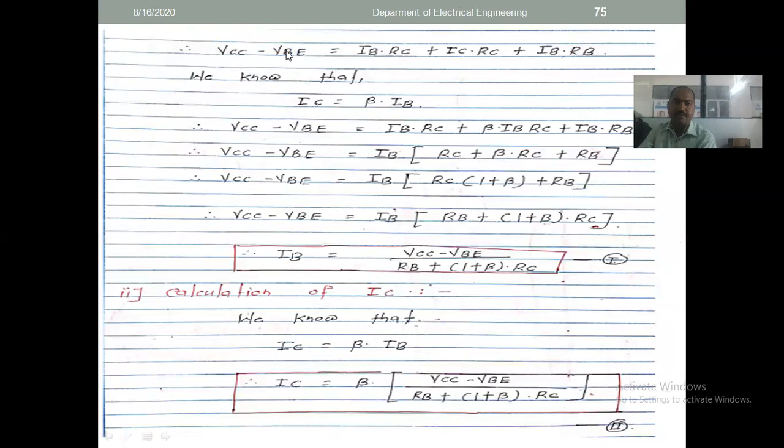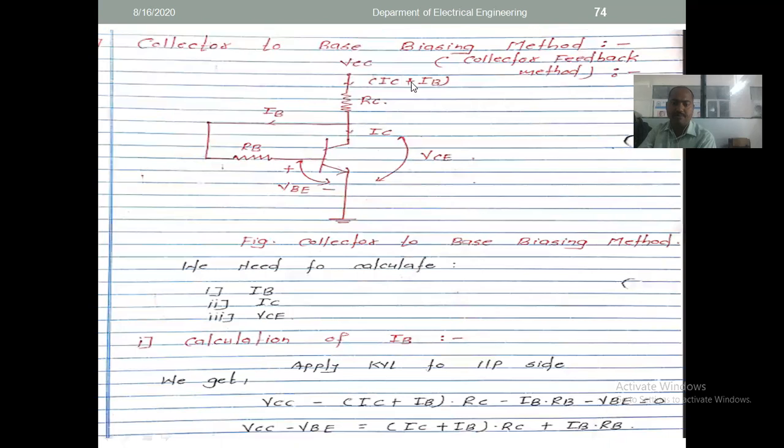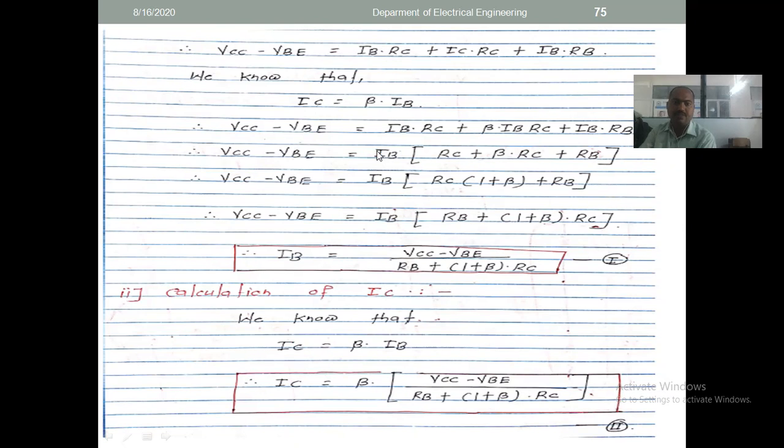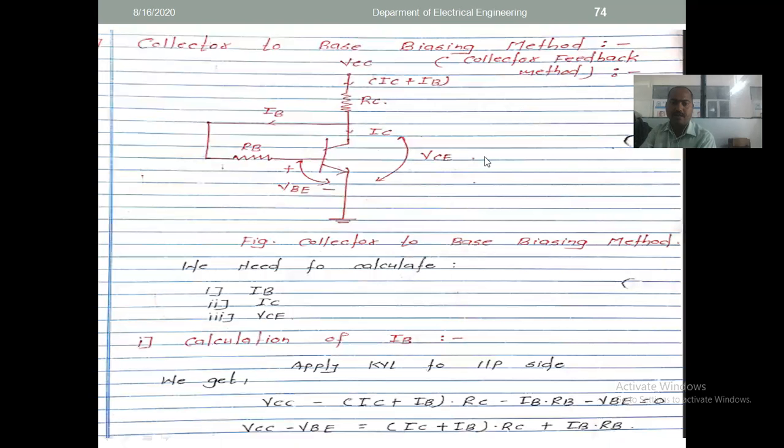So VCC minus VB is equal to IB into RC plus IC into RC, and IB into RB as it is. So we have calculated the things related to this configuration. Initially, this is the equation we have.